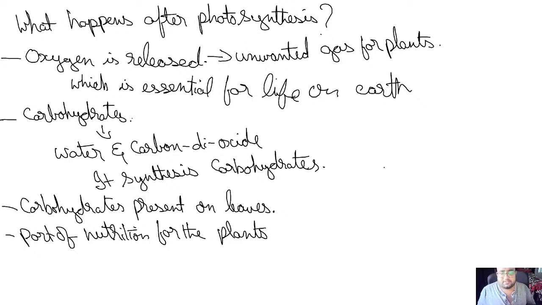So what happens after photosynthesis is oxygen is released, which is unwanted gas for plants. But it is essential for life on earth, for other living organisms like humans and animals. We are dependent on oxygen, like plants are dependent on carbon dioxide.